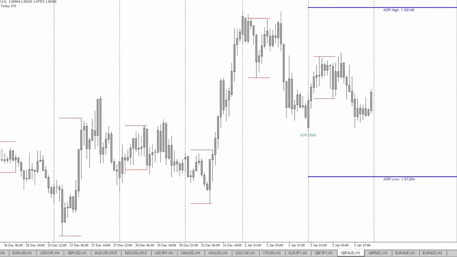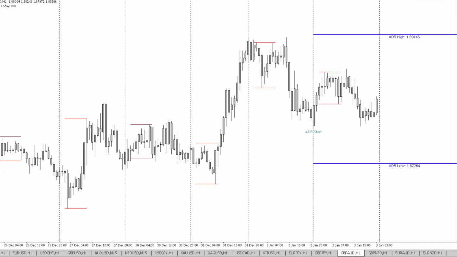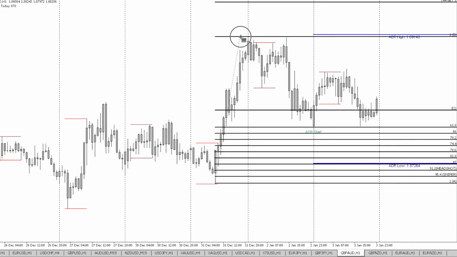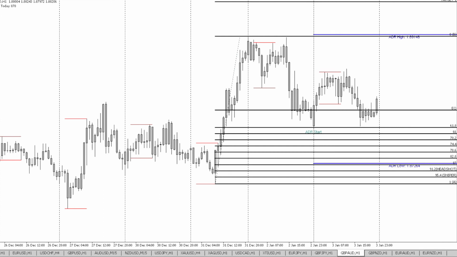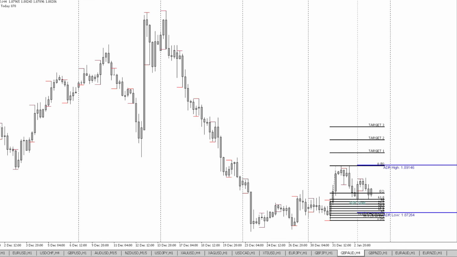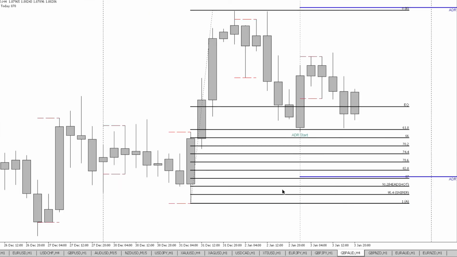it's a good tool. For me, I don't really like setups like this, but this is a perfect example as well. So if I'm looking to go long on Pound Aussie, you guessed it, the best area I'd like to go long is around here. That 91, 92, so 97, that's the ideal area where I'd like to go long because that's the ADR low. That's where price essentially should run out.